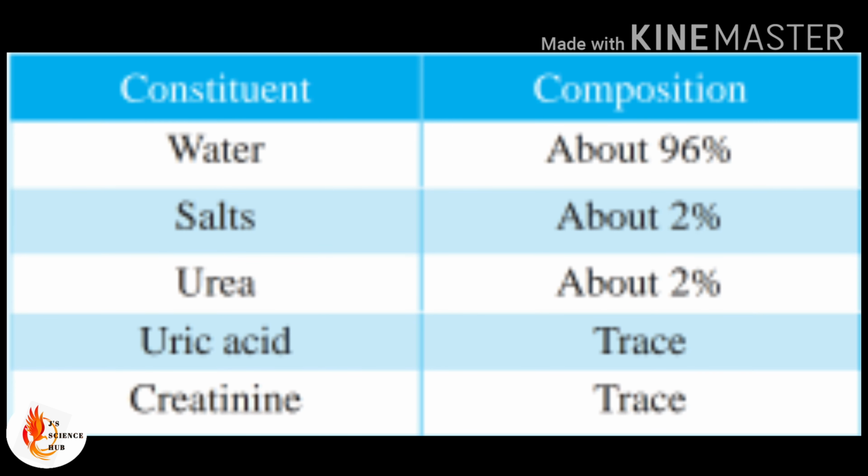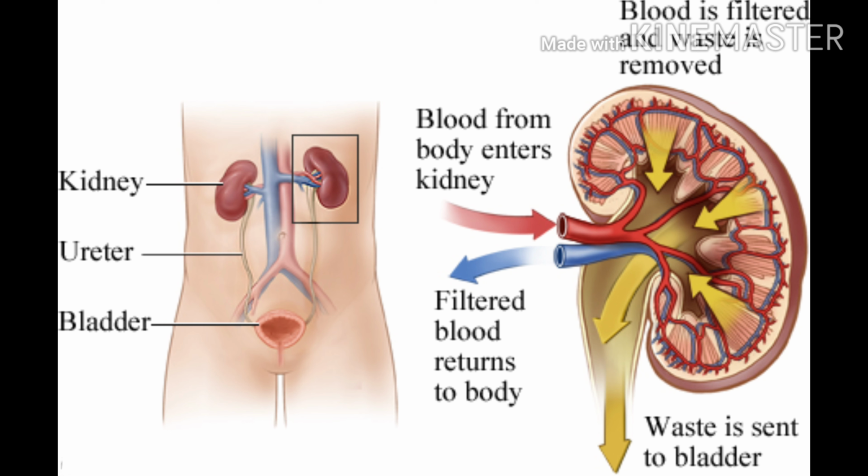You should also know the composition of urine. More than 96% of the urine is water. Other than that, salt and urea are present at nearly 2%. Uric acid and creatinine are present in trace amounts. As I mentioned earlier, the collecting ducts open into the pelvis. From the pelvis the urine is transported along the ureters into the bladder, where it is temporarily stored. At regular intervals, through the urethra, it is released into the external environment. This process is known as urination.